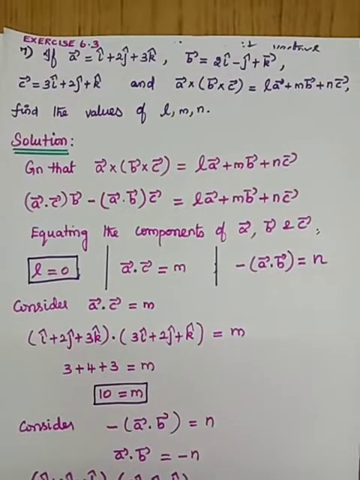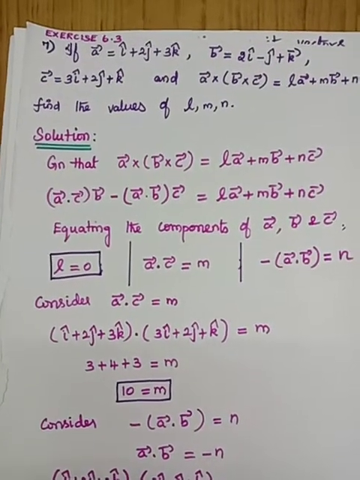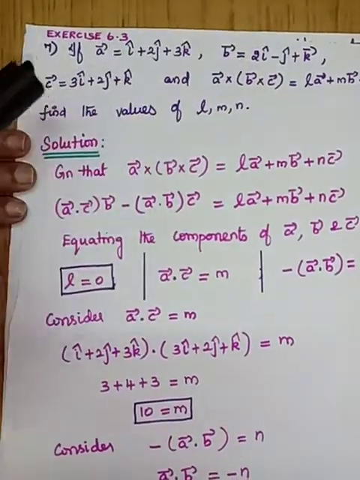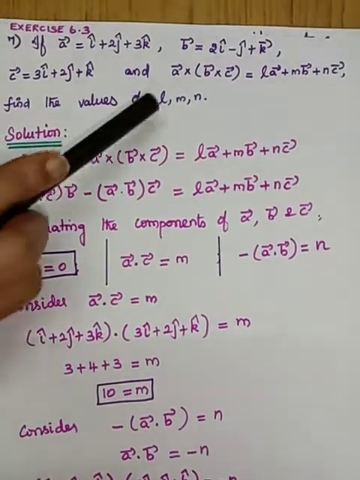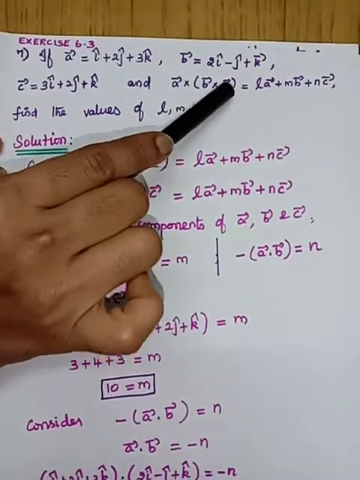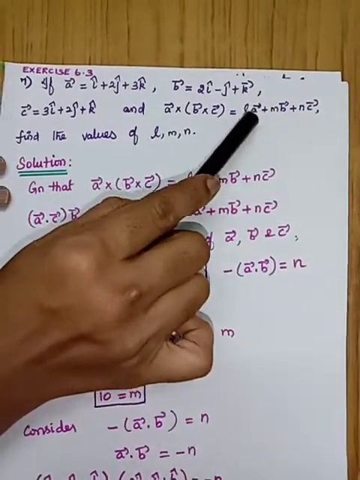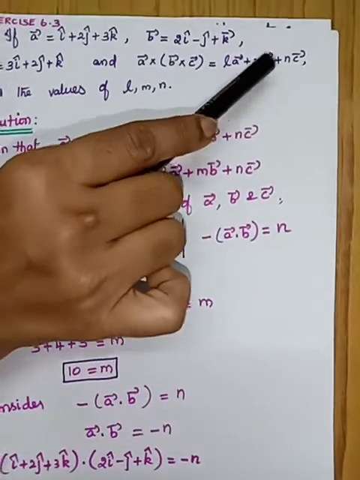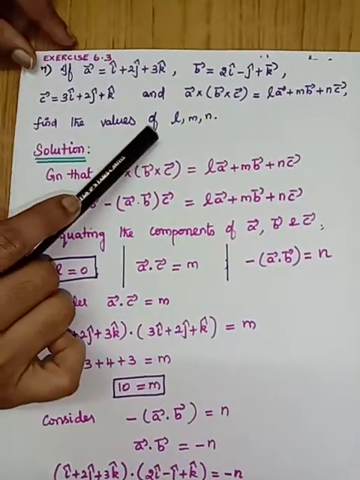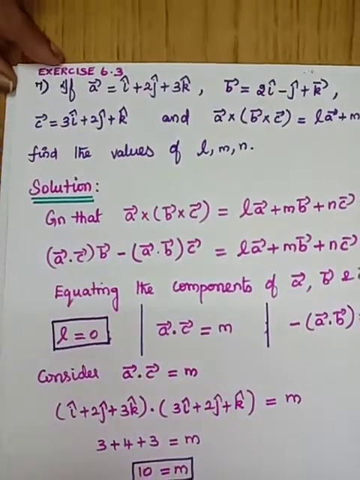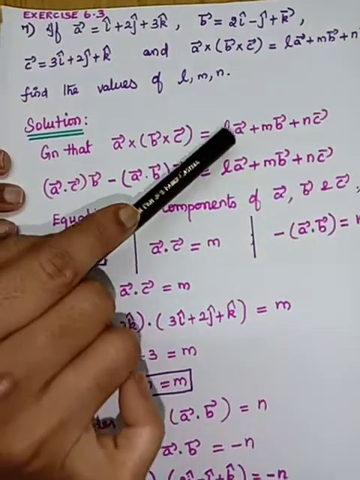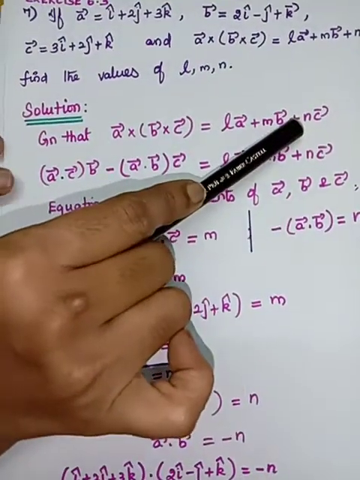Now you are coming to the seventh problem in the exercise 6.3. So here you are having a vector, b vector, c vector. 3 vectors are given and a vector cross b vector cross c vector, vector triple product, is equal to L a vector plus m b vector plus n c vector. If it's so, you have to find the values of L, m, n. Okay, so see now what is given. The vector triple product is equal to L a vector plus m b vector plus n c vector.